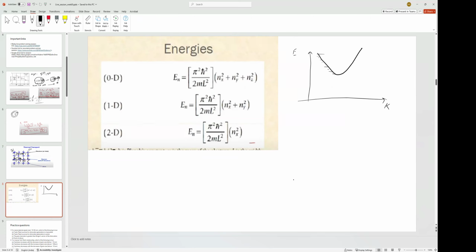However, if you go down to 2D, what will happen is there will be gaps now. We'll still follow the parabolic path, but now there are gaps. So it's 3D, 2D, and 1D.